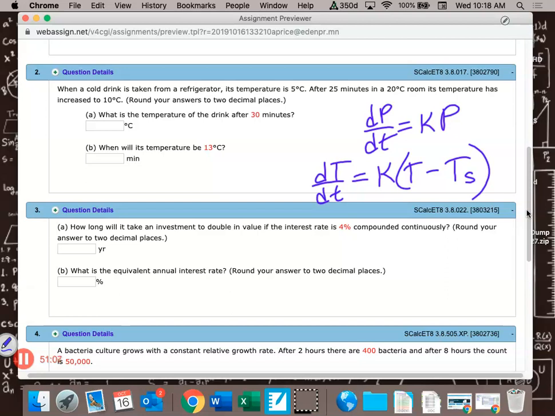T sub S stands for the temperature of the surrounding medium. So what does that mean? It means if I bake a pie, and say the pie is 350 degrees when I take it out of the oven, and my kitchen is 70 degrees, then big T is the temperature of the pie, and T sub S is 70. T sub S, your surrounding medium, is considered a constant. Technically, the surrounding medium acts on the pie. The pie doesn't really act on the surrounding medium.